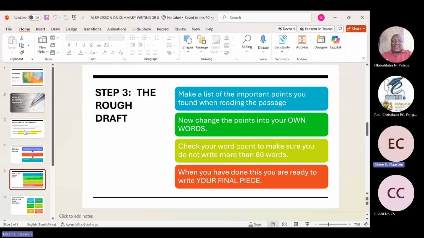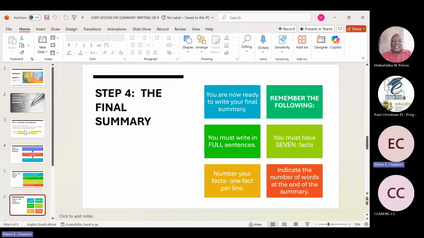And when you have done all of this, you've checked, you've put it more or less in your own words, your word count is okay, then you have done everything. And now only do you just write your final summary. Now, the final summary, you are now ready to write the final. What must you remember when you write your final part?